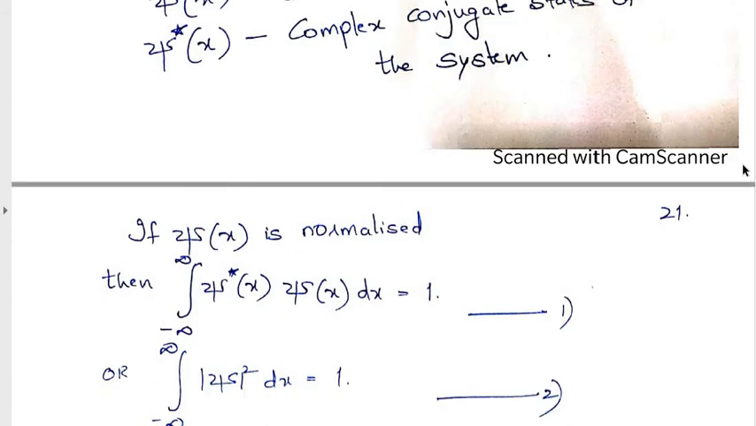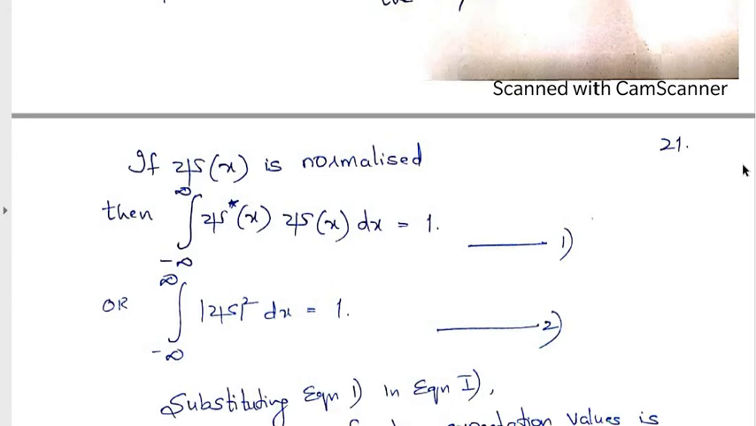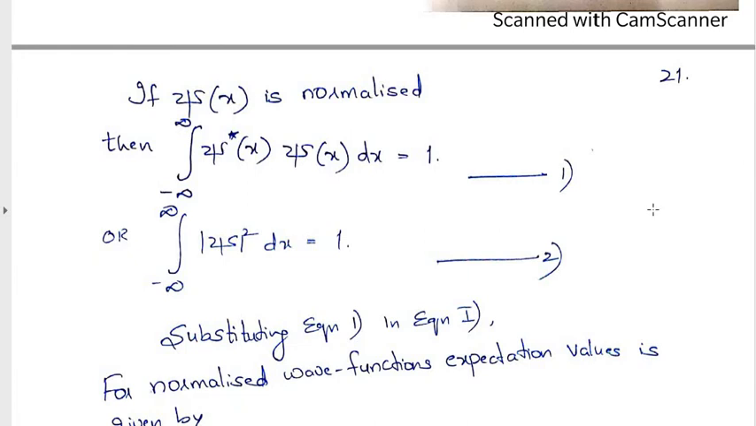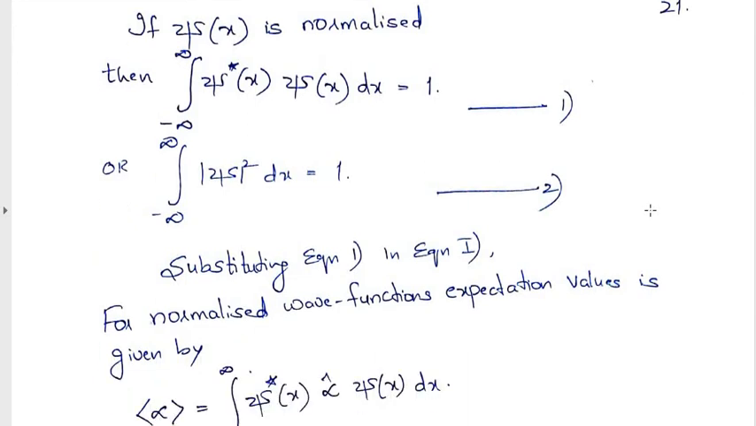Now, if psi of x is a normalized wave function, as we have already seen from Max Born's interpretation, then for normalized wave functions the integration of psi star x into psi x dx is equal to 1, when the limits of integration are minus infinity and plus infinity. Because the product of psi star x into psi x is nothing but mod psi square. So the integration of mod psi square dx between minus infinity and plus infinity is equal to 1. This is nothing but the normalized wave function definition.